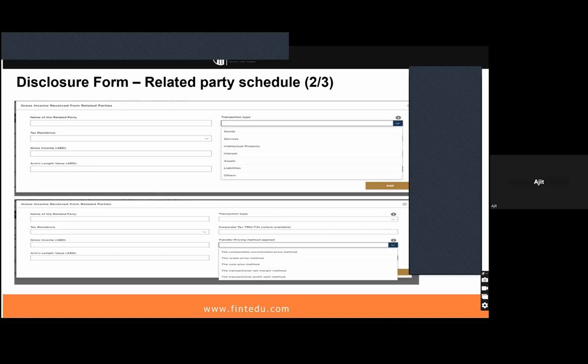Taking an example of selecting the quotations for any commodities. Quotations are not CUP method; those are in the form of the other method, based on the business and economic circumstances. So this is just Article 35, the related party schedule. We need to give the related party, the name of the related party, the tax residence, and the details. And then there are certain methods we need to select.